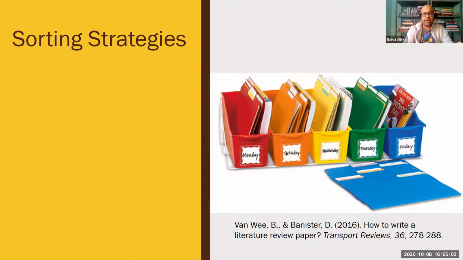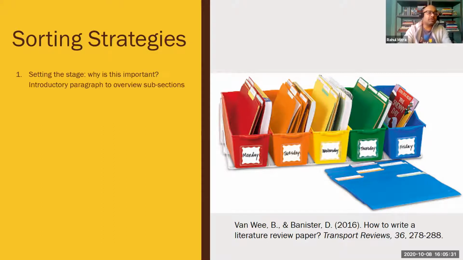Another great research article to read, if you want to see some of this in journal article format, would be Van de Ven and Bannister's article called How to Write a Literature Review from 2016. I've got the citation right there for you. You can use webinar number 1, how to find research citations online, to download the article for that citation.